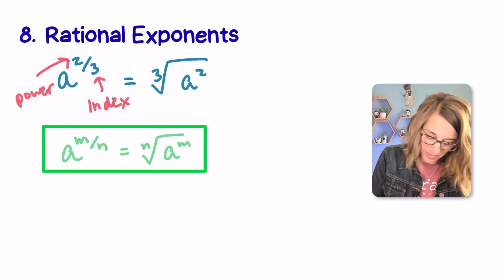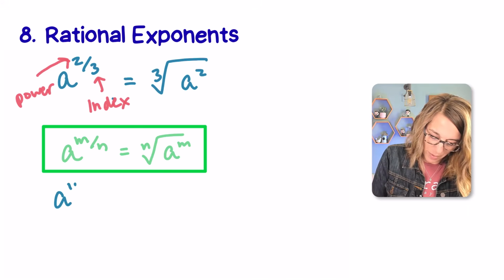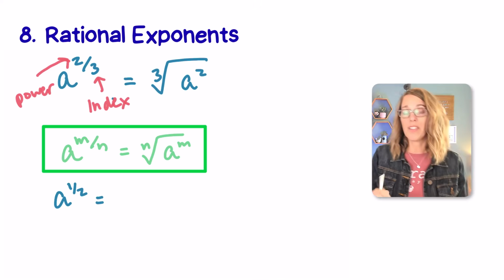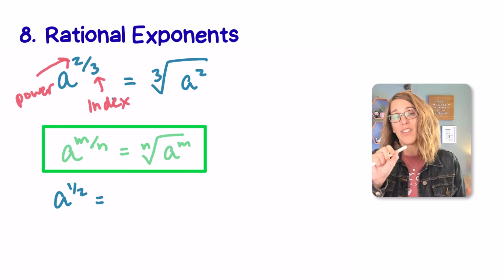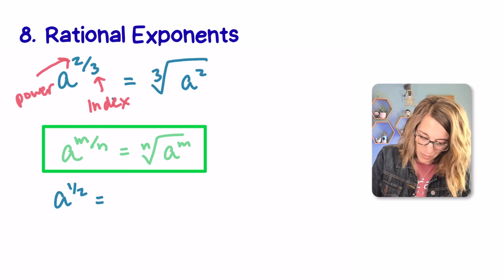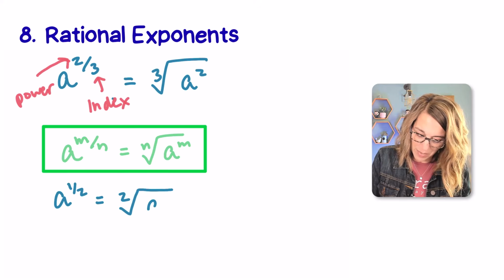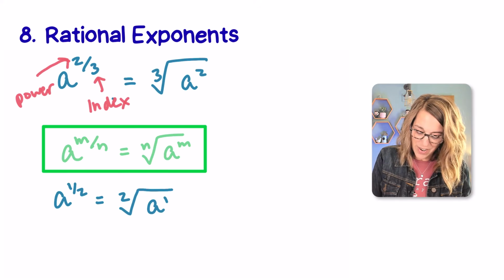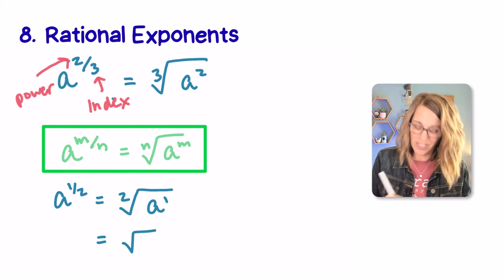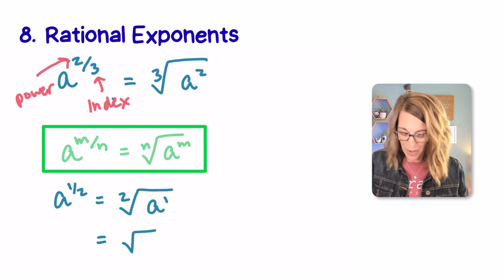A really common example of this would be an a to the 1/2 power. Now that 1/2 power gives me two pieces of information. The 2 is the type of root, so if I write this using my formula, I get the second root, and then the power is the numerator, so that's going to be an a to the 1st. But I know that the second root is really just the square root, and a to the 1st power is equal to a.